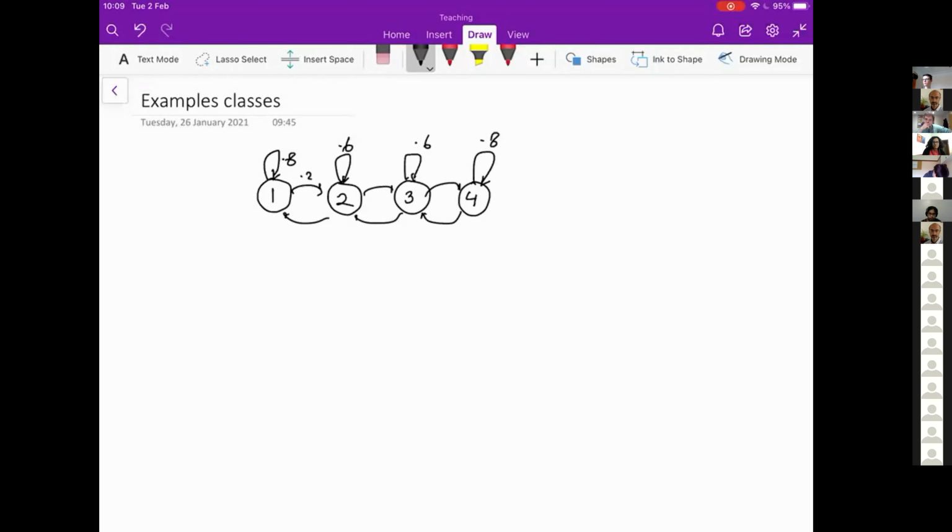If you write it down in the form of a matrix, this is what it looks like. The transition probabilities would look like this: 0.8, 0.2, 0, 0; 0.2, 0.6, 0.2, 0; 0, 0.2, 0.6, and so on. Okay, so this is the transition matrix, and any questions about this? This should be basically just a revision.